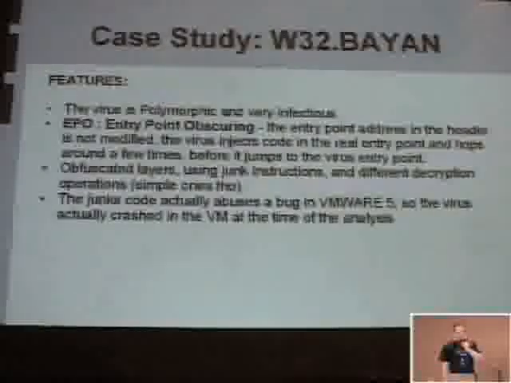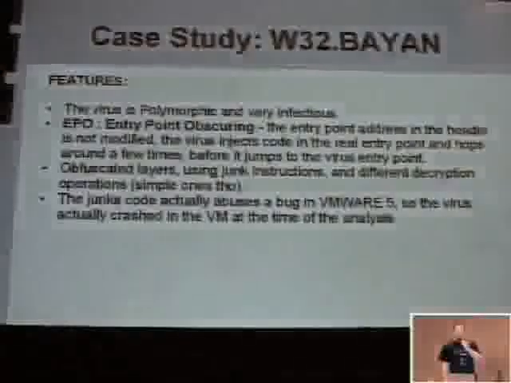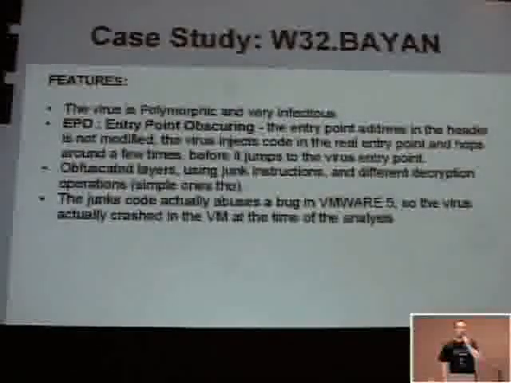So I'm going to present the features of this virus. It's a polymorphic virus. It's pretty infectious. It has entry-point obscuring techniques, which is basically the virus is not changing the field, the address of the entry point in the headers, and rather than this, it patches the original application to redirect to a few chunks of obfuscation before actually executing the actual virus entry point. So it has obfuscated layers using a shitload of junk instructions and different decryption operations.